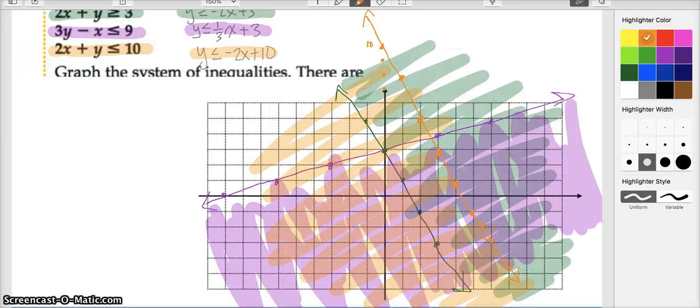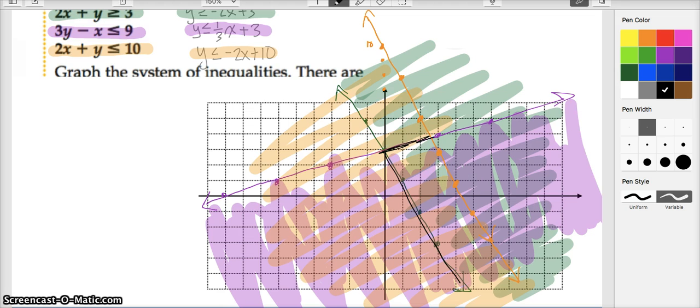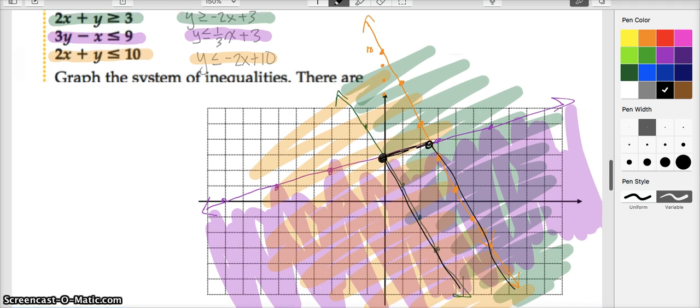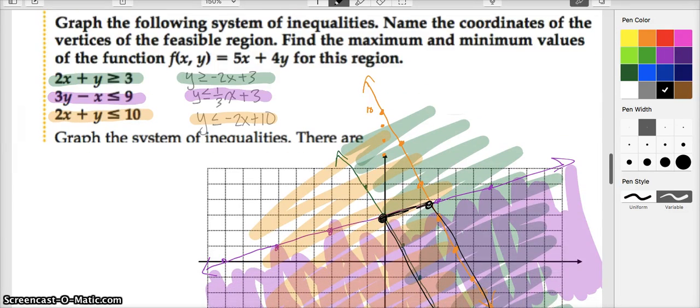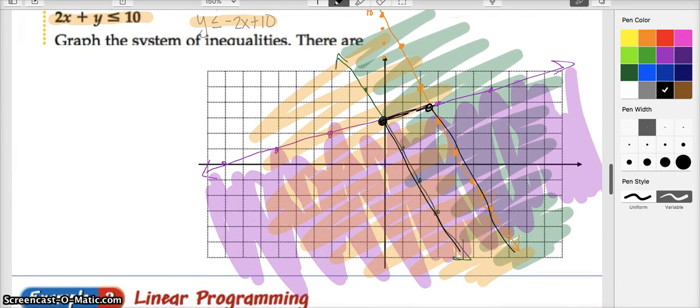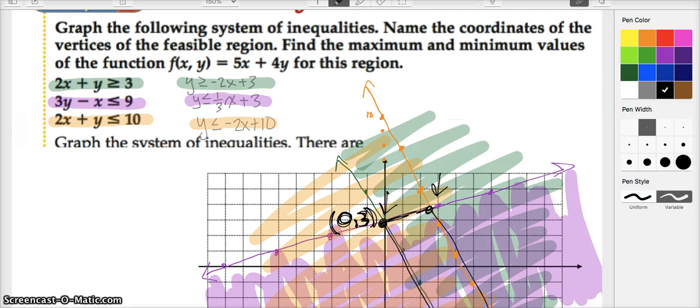But can you notice something about our answer region? Our answer region here is right in here where all three graphs overlap. And what we notice is that these points are the only vertices because this is an unbounded region. It continues on and on forever in this direction. So this point was pretty easy for me to find. I could see that it was just (0, 3), but the question is, what's this point over here? I've got to figure out what that's going to be also.